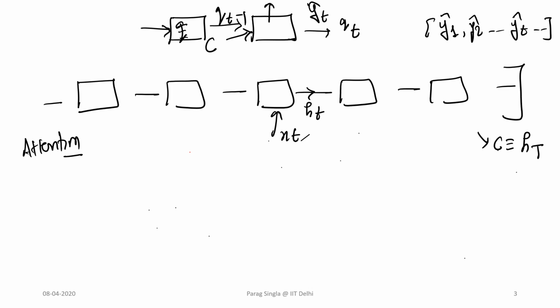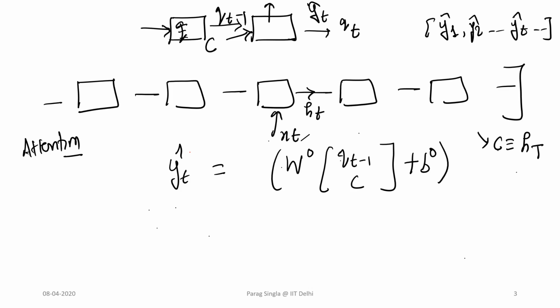In our notation, yt hat will be a linear combination, a matrix w output, which is the same notation as before, multiplied with whatever input you're getting, which is qt minus 1, and c plus b0. Then you take g of this, passing it through the activation function, and this becomes your yt hat.